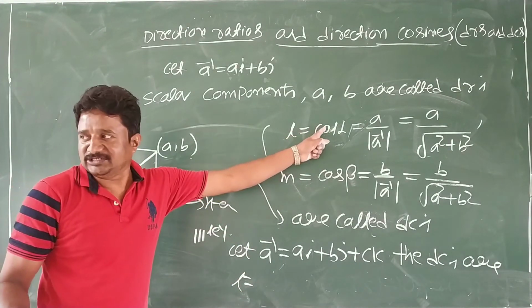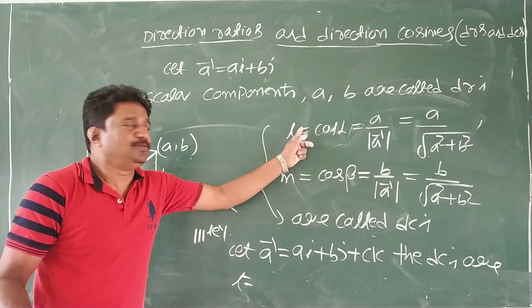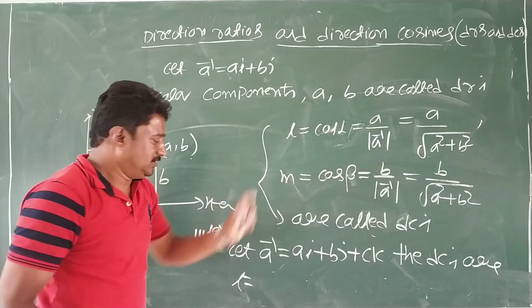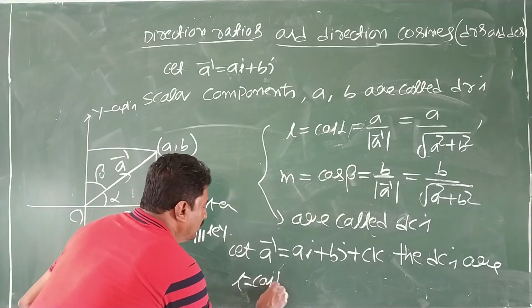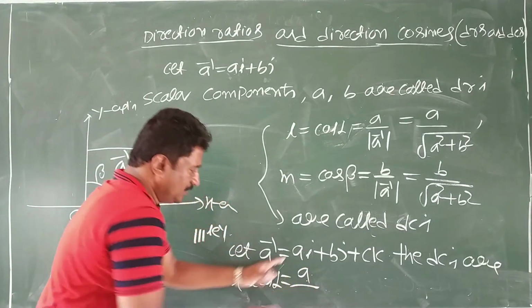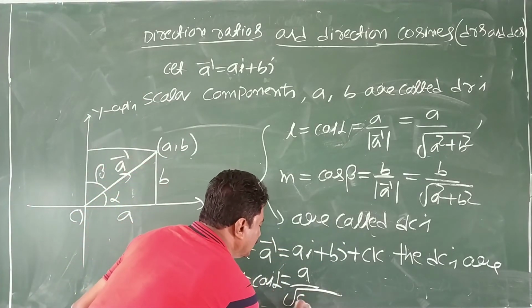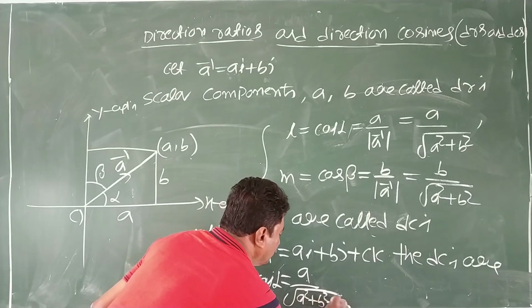L or cos alpha. You can write L or you can write cos alpha. L means cos alpha. L equals cos alpha, which is A by the length, root of A square plus B square plus C square.